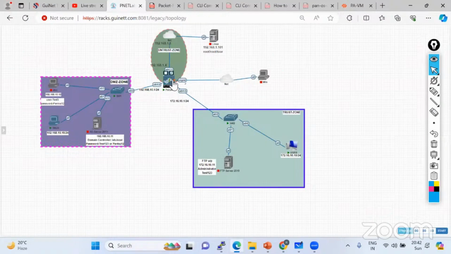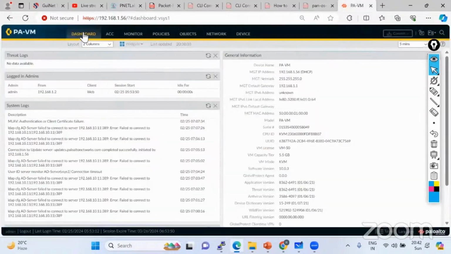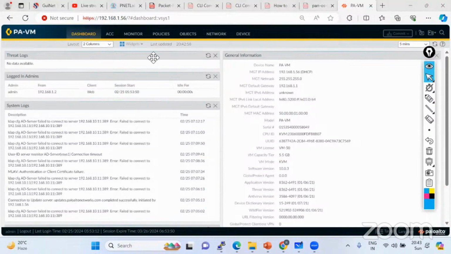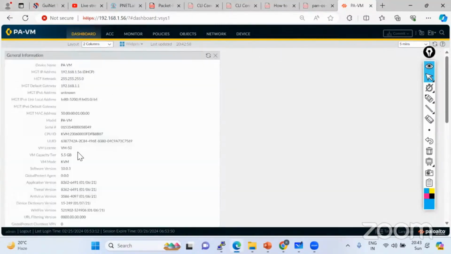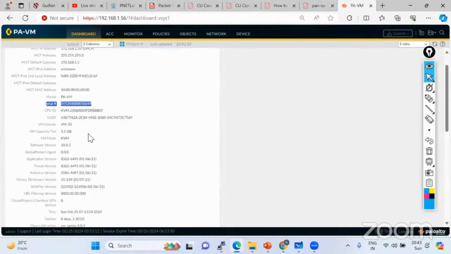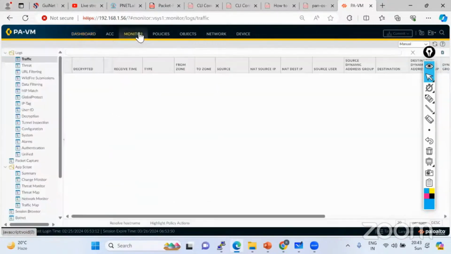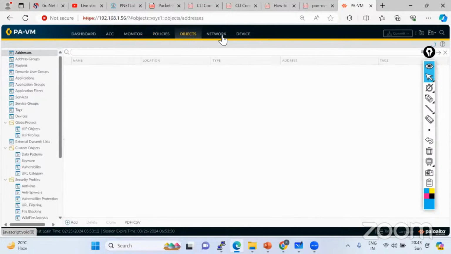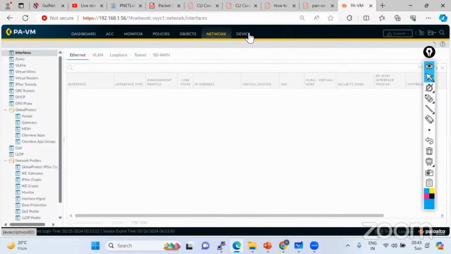Likewise, you can see these are the firewalls, and if you log into the firewall, you will get this kind of dashboard, right? These are live firewalls. You can see these live firewalls have everything available, and I can do whatever I want. You can see this firewall has a serial number, and this is a VM. If you go to monitoring, you'll find a lot of information. You'll find the policies, you can find the objects. You can do the network configuration and devices configuration; a lot of options are available.